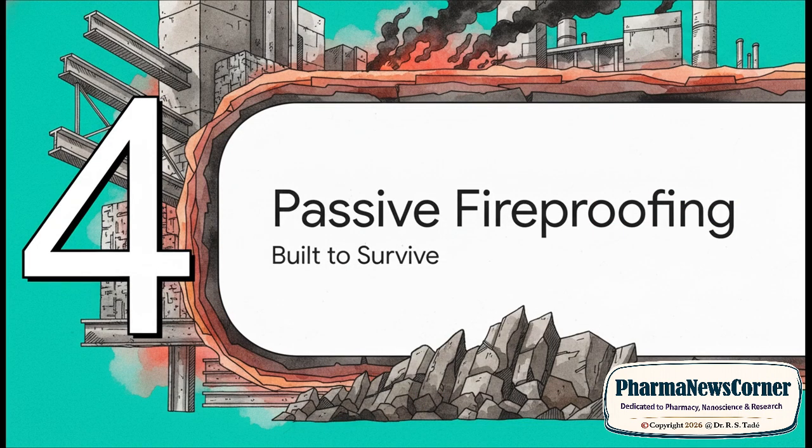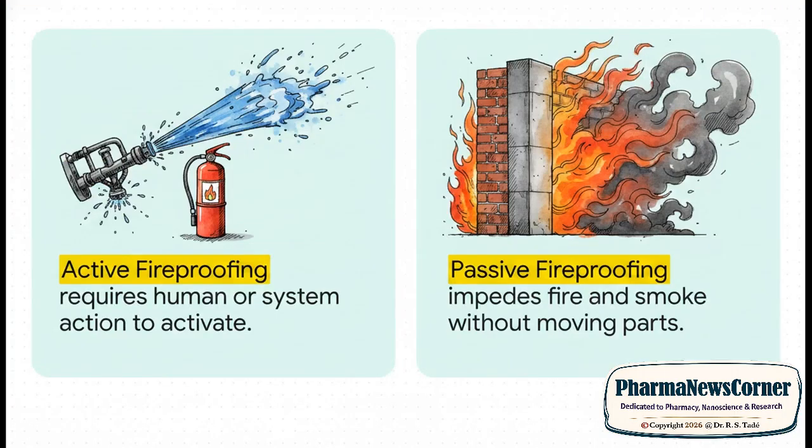Let's move on to Section 4, Built to Survive, Passive Fireproofing. Because what happens if those active systems fail, or if they just need a little more time? So the crucial point here is the fundamental difference between the two. Active fireproofing requires human intervention, like someone grabbing an extinguisher, or an automated system action, like that sprinkler head bursting. Passive fireproofing, though, that is built right into the architecture itself. It requires absolutely zero moving parts. It just sits there and impedes the spread of fire and toxic smoke purely through its structural and chemical endurance.